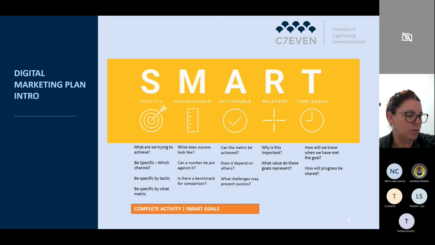So one great thing about digital marketing is obviously we've got a whole range of different metrics at our fingertips that we can use to measure any of our SMART goals. That's always a great thing, that we know we're going to have plenty of numbers and plenty of data to identify the return on investment.